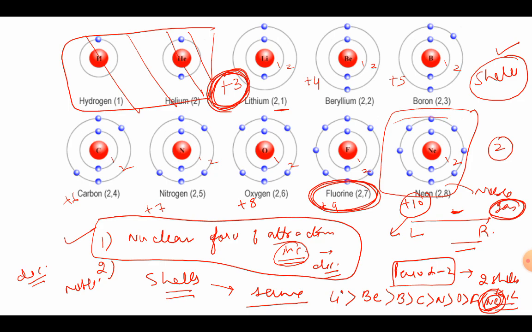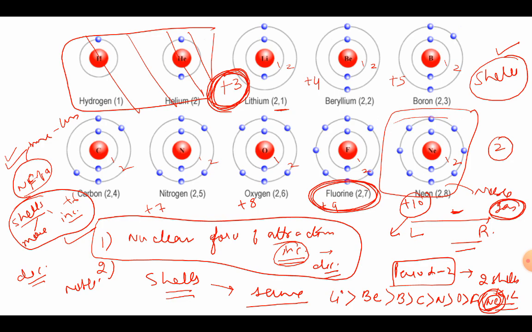So please go through this. Remember, there are two factors. One is the nuclear force of attraction. If this force of attraction is more, the size will be less. And the second factor is the shells. If shells are more, the size will increase. In a period, nuclear force of attraction is the dominant factor, and in a group, the shells are the dominant factor, and they decide the atomic size.